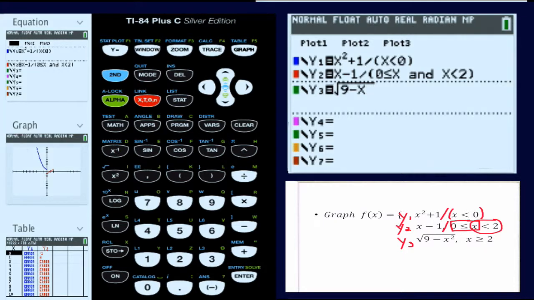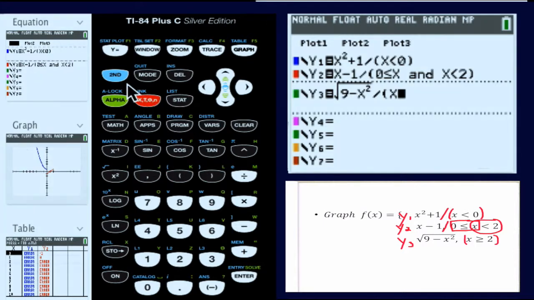You can either use the exponent button or the x squared, but you have to make sure that you scroll to the right to get out from underneath the radical. At this point we're ready for our domain restriction, so we press divided by, then we type parentheses. We have to put parentheses around the x is greater than or equal to 2. So we're going to type in x.